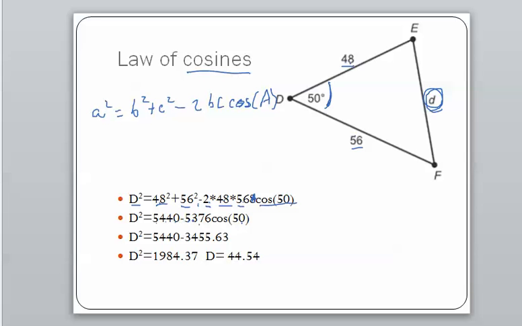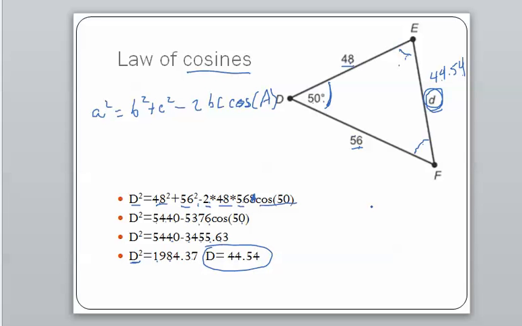So I multiply this out first. I get 3455. Subtract this minus this, I get 1984. Remember, we were dealing with d squared, so I take the square root of both sides, and I find that d is equal to 4454. So this distance over here is 4454. Now, if I wanted to find the two angles as well, I could use the law of sines and say that 56 divided by the sine of angle E is 4454 divided by the sine of 50, and I could solve it for angle E. And then add these two together and subtract from 180 to find angle F.